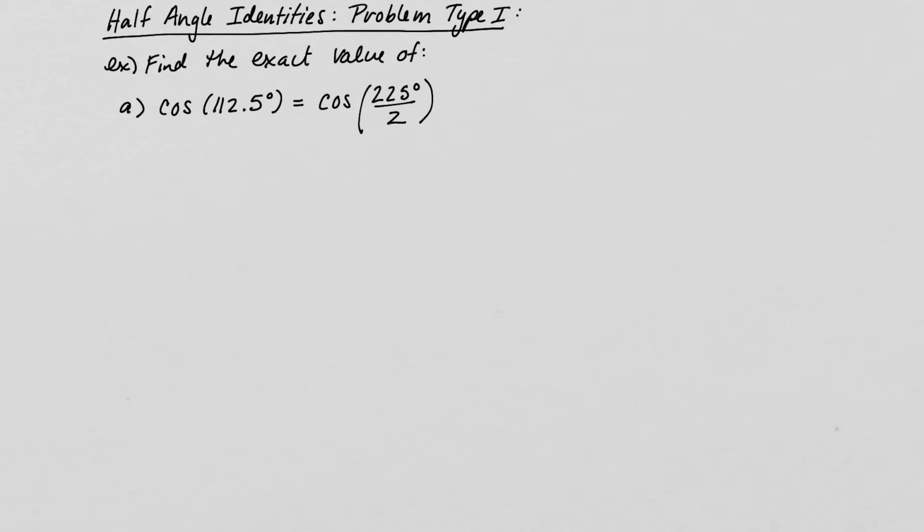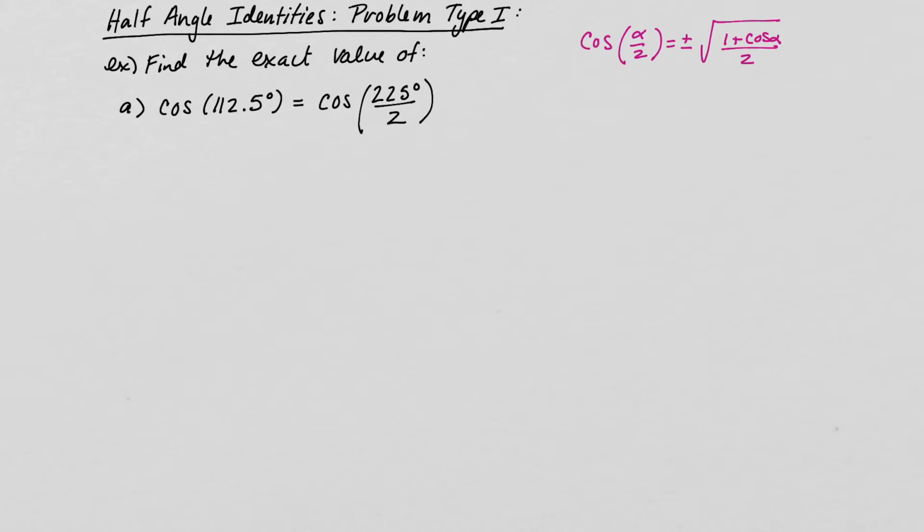The half angle identity that we're going to use, from that paper I have, is the cosine of alpha over 2 is equal to plus or minus the square root of 1 plus the cosine of alpha, all over 2. Now the plus or minus we're going to have to figure out at the end. Are we dealing with the positive part or the minus part? We'll take care of that in a minute.